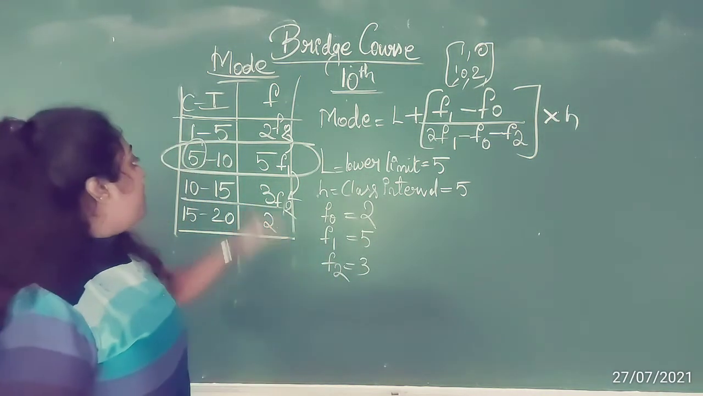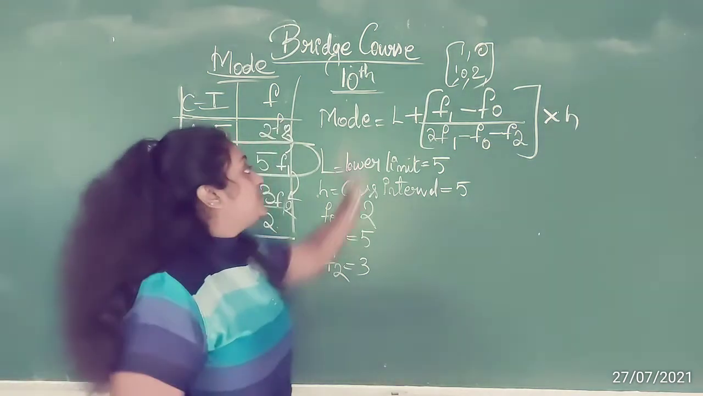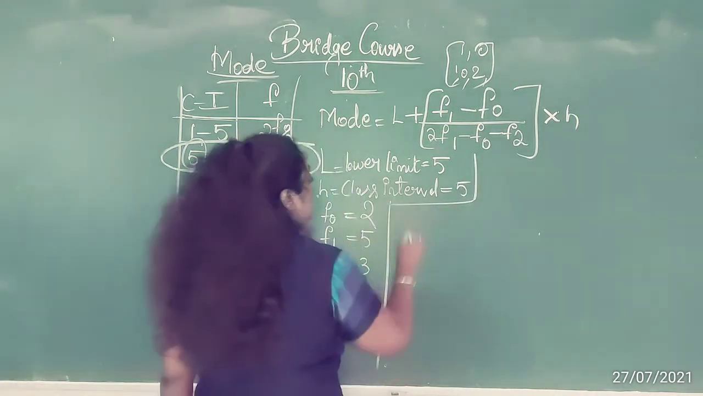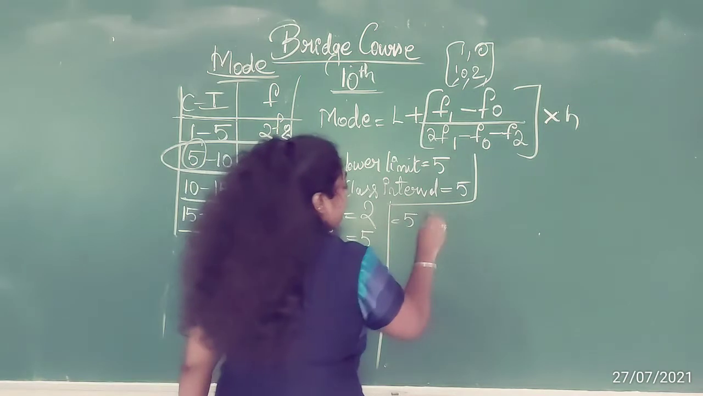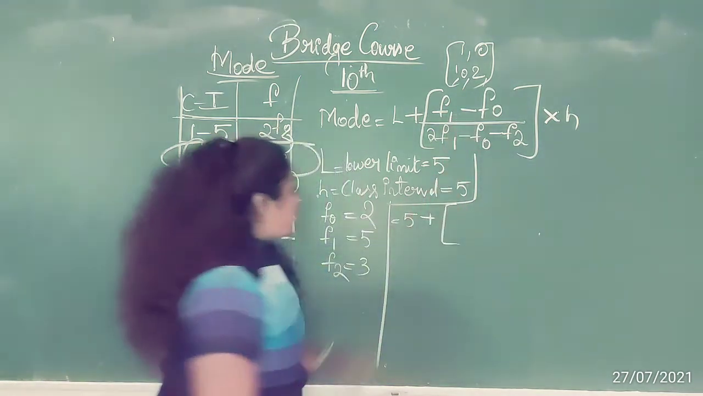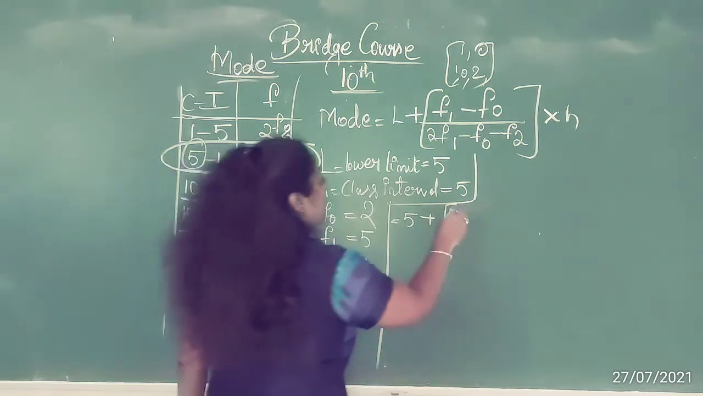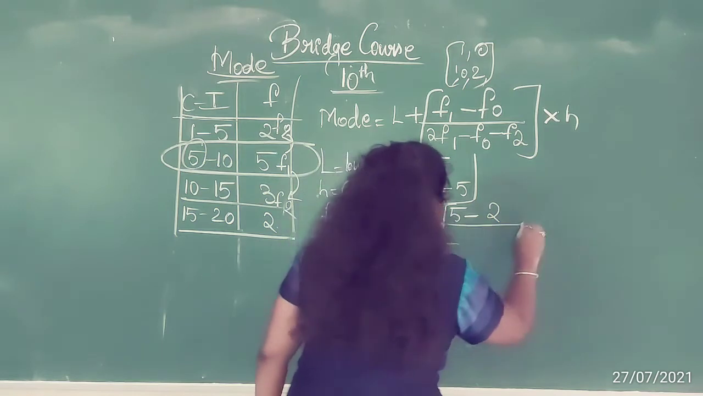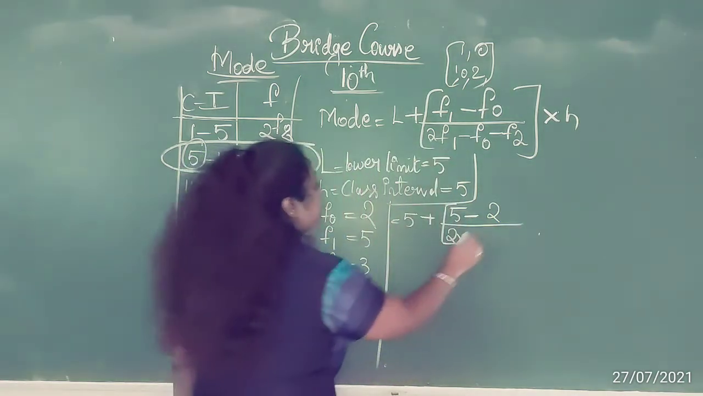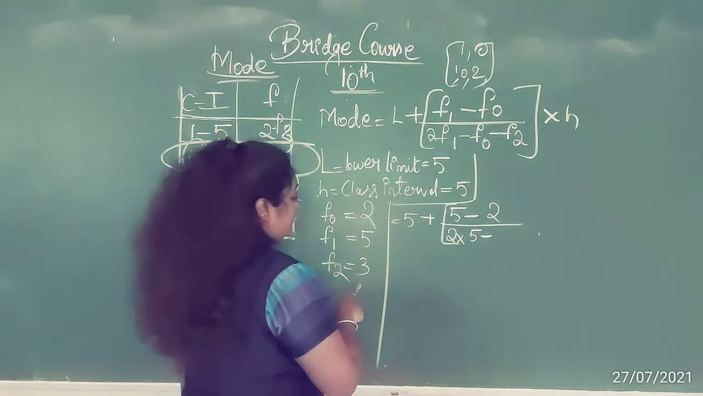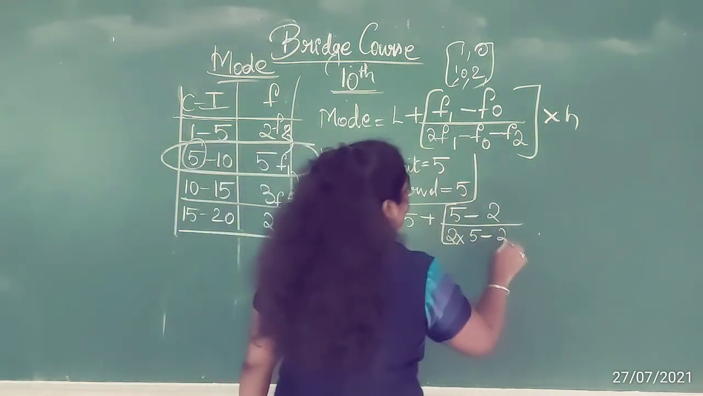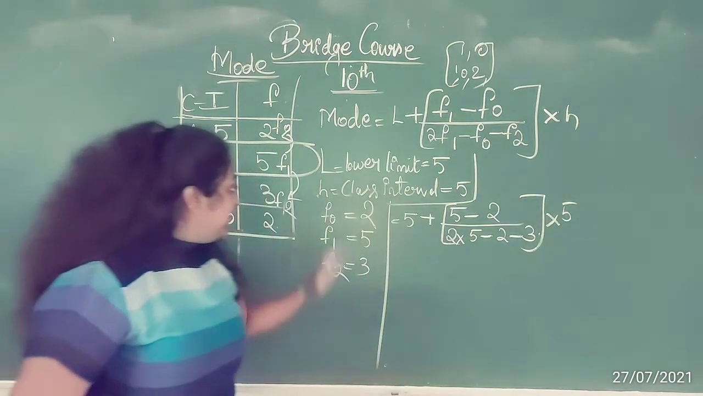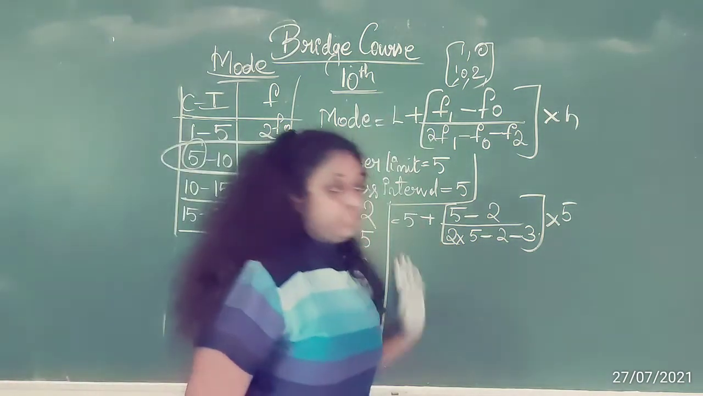So now what are we going to do? We are going to substitute these values into the formula. Now let me substitute. L is 5. 5 plus F1 is 5, divided by 2 into F1, which is 5, minus F0 which is 2, minus F2 which is 3, and H is 5. I have substituted these values according to the formula.